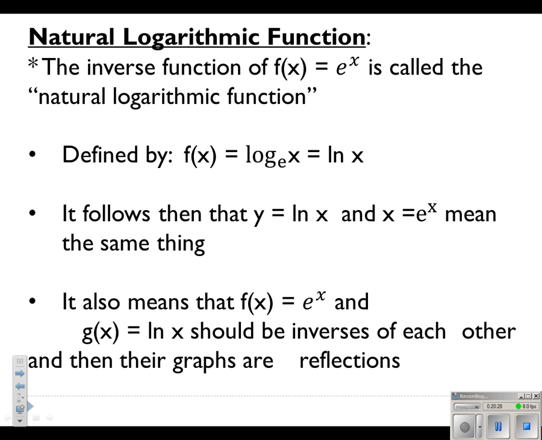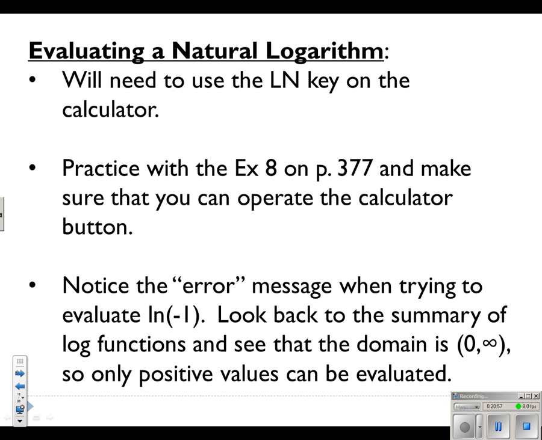All right, so then it follows that y equals ln of x and x equals e to the y mean the same thing. It also means that f of x equals e to the x and g of x equals ln of x should be inverses of each other, and their graphs will end up being reflections. I know it's confusing when they throw in all of these logs, these e's, these x's. They get much easier, I think, when we play around with them with actual numbers.